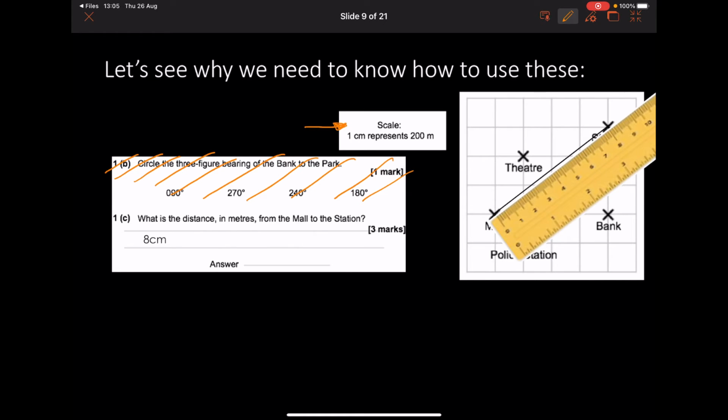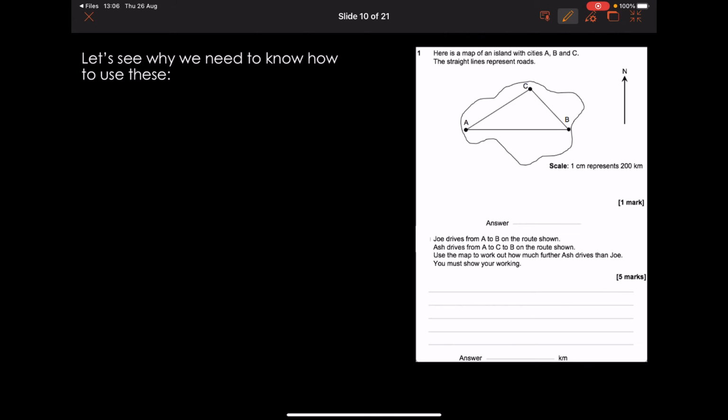If our line is saying it's 8 centimetres, we can look back at our scale and it's telling us that 1 centimetre represents 200 metres. That means for every 1 centimetre on the drawing, there are 200 metres in real life. Well, we've got 8 centimetres here, so we need to do 8 times 200. And 8 times 200 is 1600 metres. So our answer is 1600 metres. Okay, so that's a very common question that you would get in the test. Now, let's have a look at another type of question.